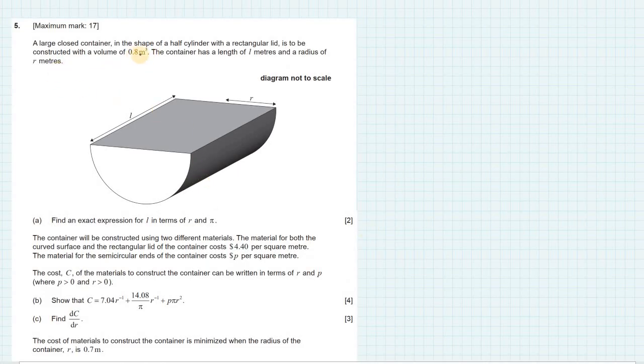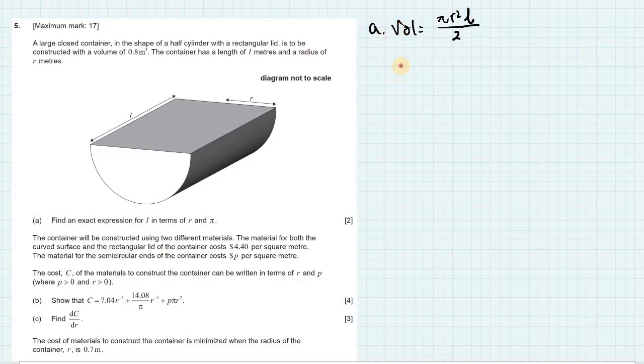We know the volume is 0.8 meter cube, and this is a half cylinder. The length is L and the radius is R. So let's calculate the volume. For question A, volume equals pi r square h divided by 2. In this case, the height is the length, so let's erase this and make it the length. Pi r square L divided by 2, because this is a half cylinder.